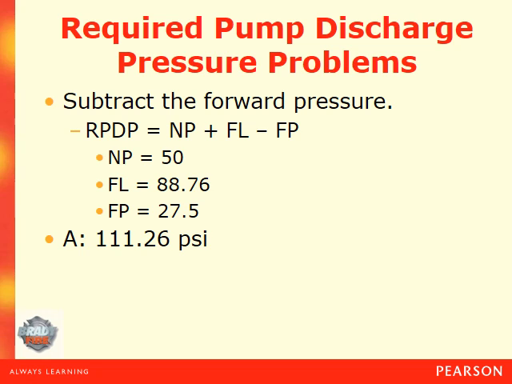So they gave us a nozzle pressure of 50. Our friction loss is going to be 88.76. So we add those two together, and then we subtract that head pressure gain that we're going to get of 27.5, and that gives us a required pump discharge pressure of 111.26.